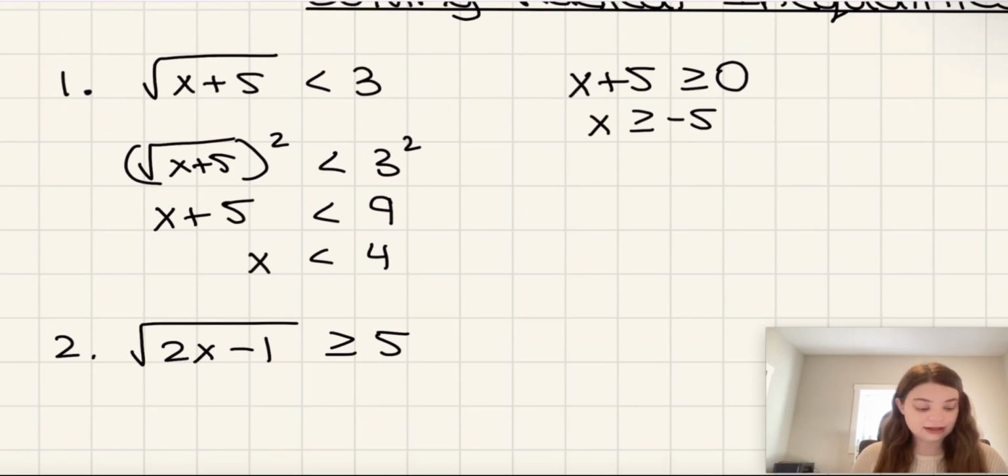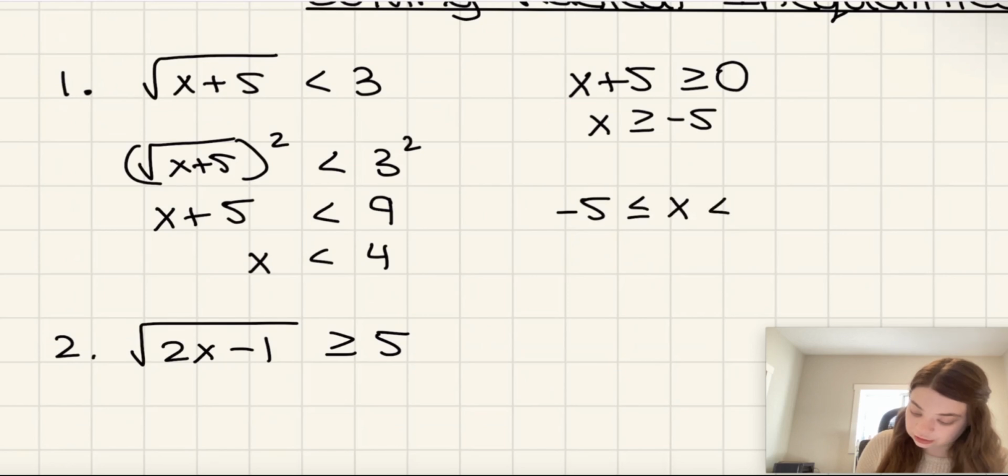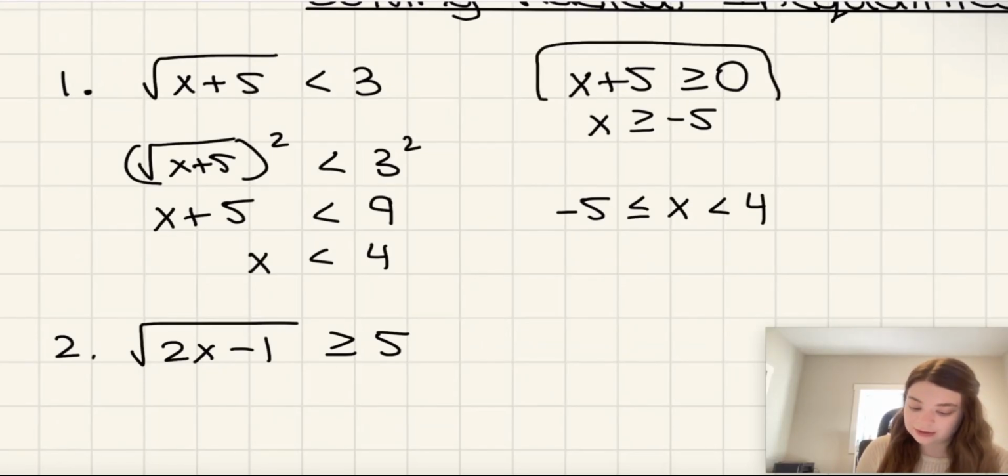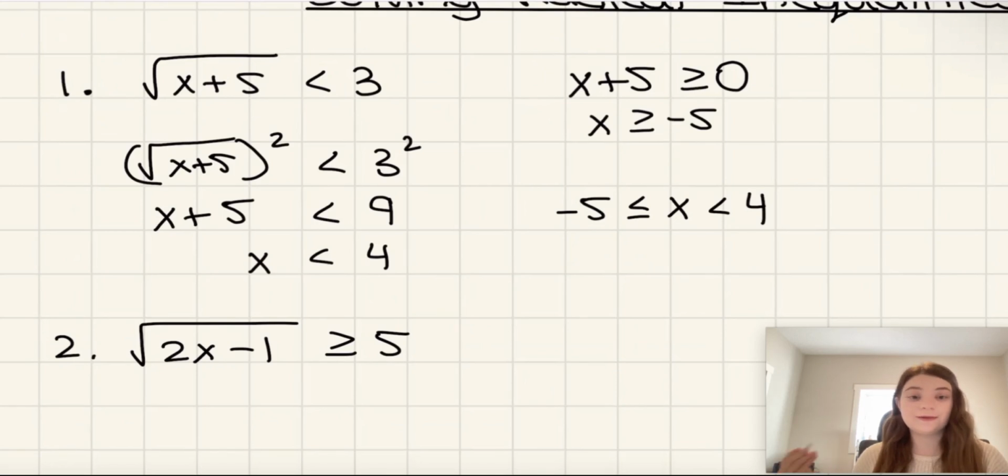And so the final answer for this one is that x must be between negative 5 and 4, including negative 5, but not including 4, right? Because notice that we have a strictly less than sign in our original inequality, but in the new inequality we noted that having x plus 5, which is what's under our square root, be equal to 0 is okay, because the square root of 0 is defined, it's 0. But having it be less than 0 would not be. So it's important to keep in mind that this one is less than or equal, and this one is just a less than sign.